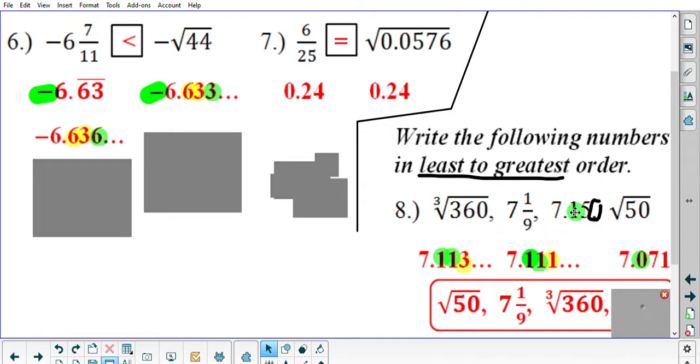And I already told you 7.15, that's the only number here that had a 1 in the tenths, but then a 5 in the hundredths. So that's the biggest number of this group, and that makes it the greatest.